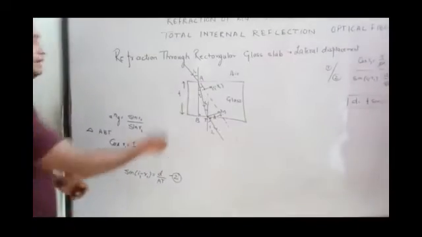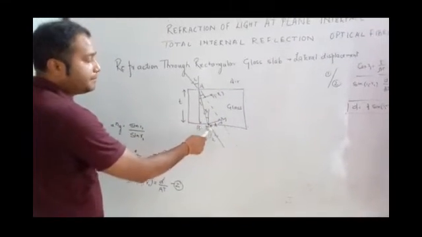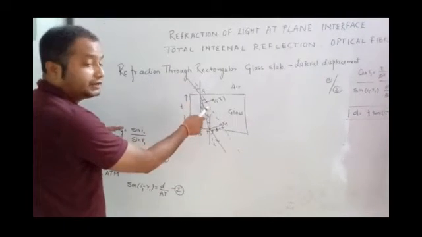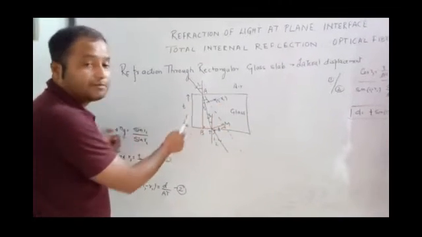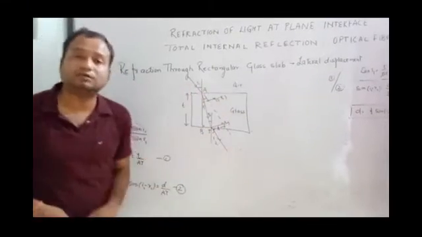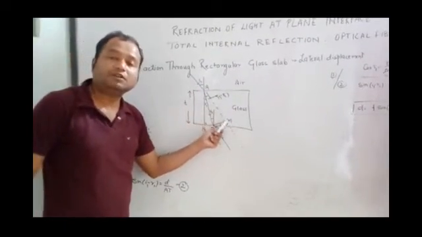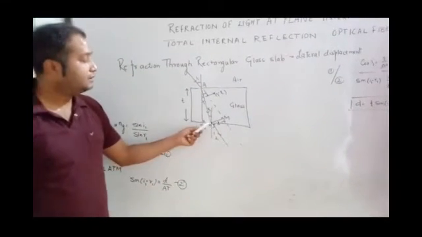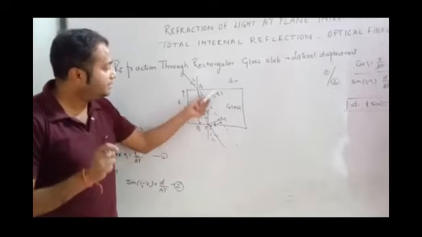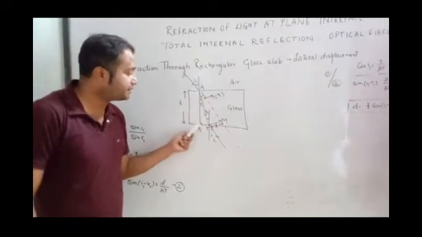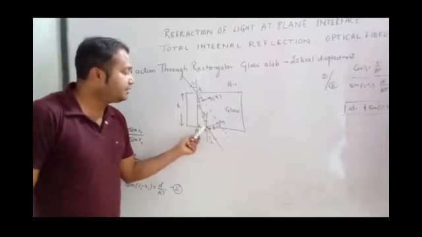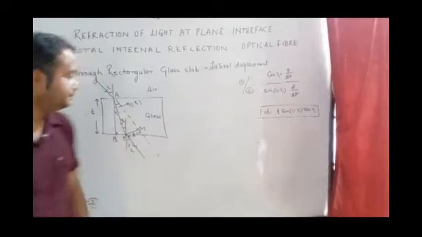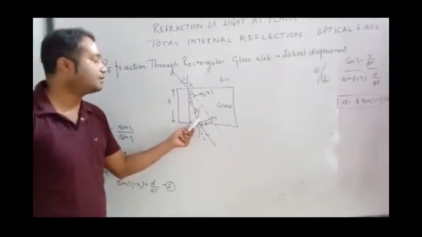Now look at triangle ATM. In this triangle, this is the path the ray would have taken if the glass slab were absent. If the glass slab were not there, this ray of light would travel along its original path. But the actual path of the ray of light after passing through the glass slab is this way. The perpendicular distance between them is called lateral displacement. We need to find an expression for lateral displacement.